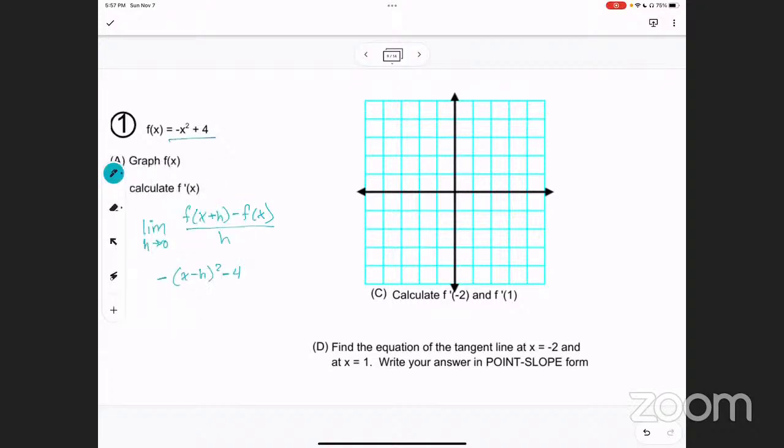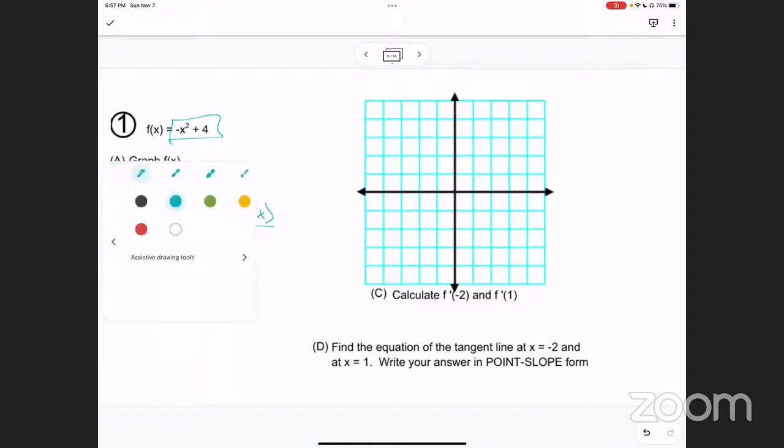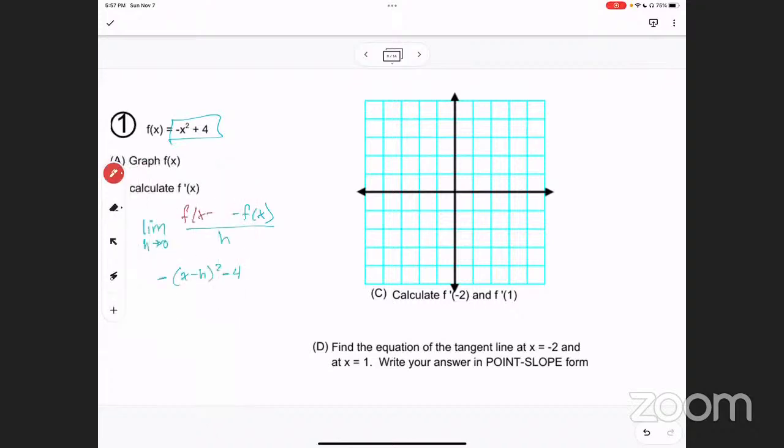So I plugged it in up here. So there's my f of x plus h. Actually, here, let me erase this and make it red so you can see what I'm doing. This is f of x minus x plus h, so this is x minus h squared minus 4. See, I've plugged in, that's the red one plugged in. And then minus f of x all over h. So the same thing is going to happen as before. Things are going to magically disappear.